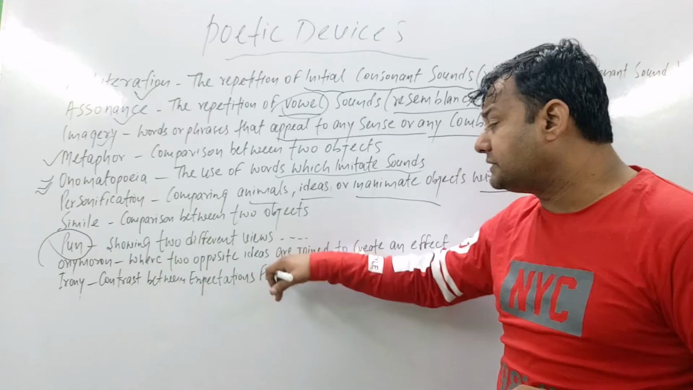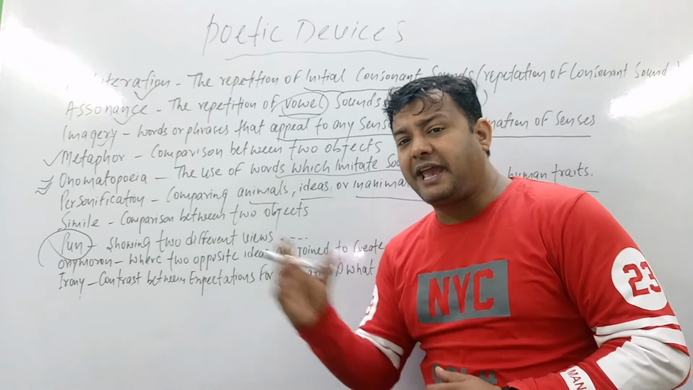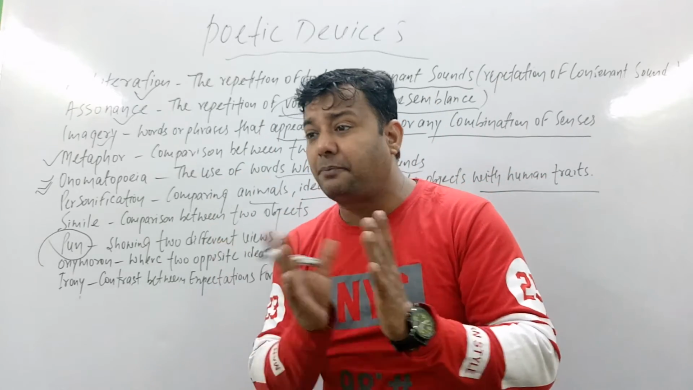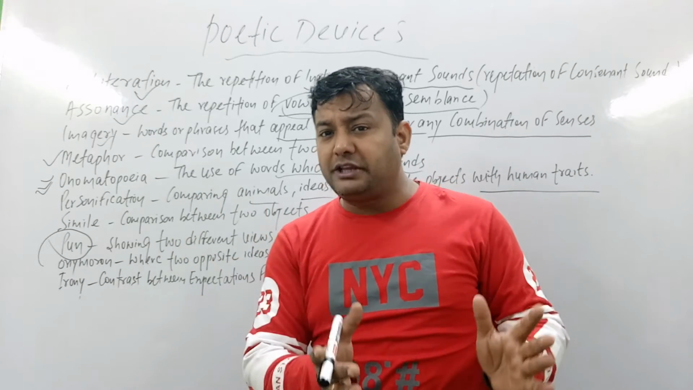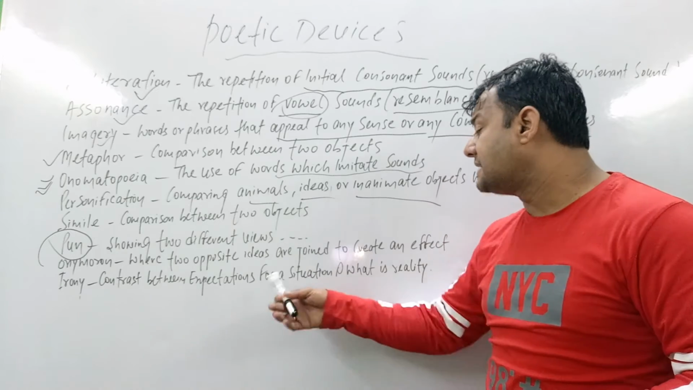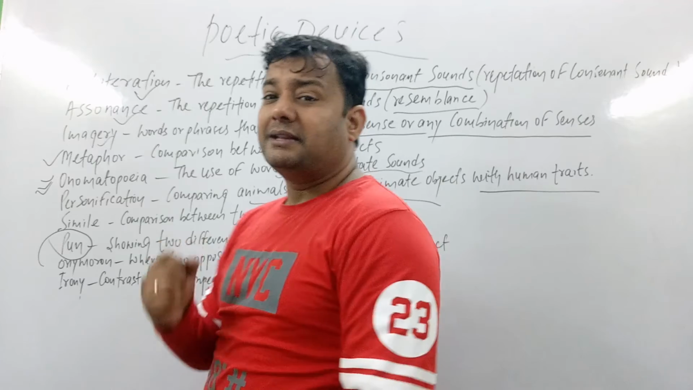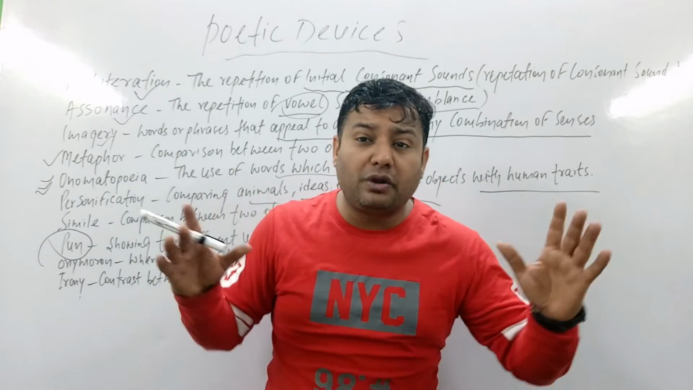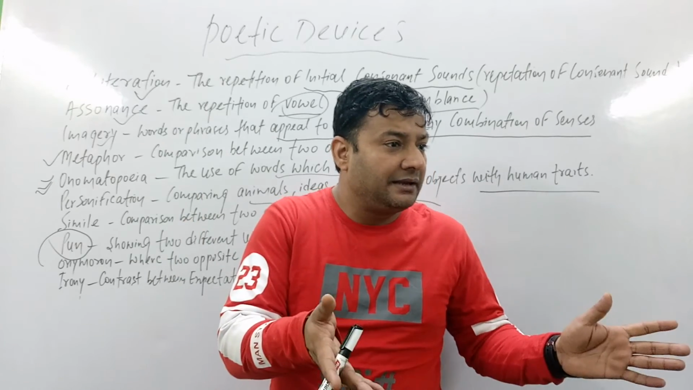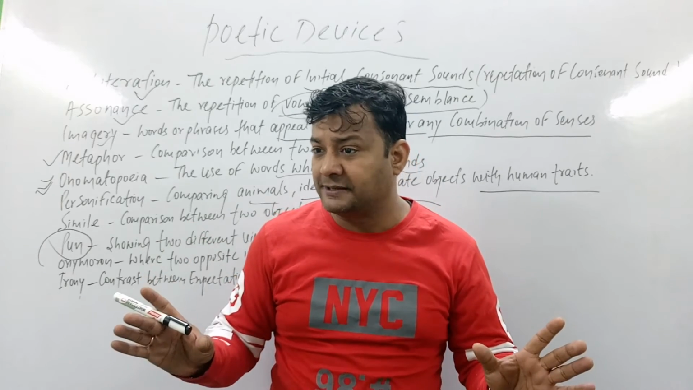So where two opposite ideas are joining to create an effect. Two opposite ideas, day and night. Can they come together? Yes, they can come together by the senses of the poet. He can use both these things. So the oxymoron, where two opposite ideas are joined to create an effect. So now you really need to clear that whenever we find two different, exactly opposite ideas coming together to make a sense, this is a use of oxymoron. I think this is clear to all of you guys.